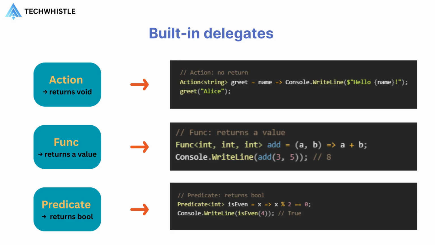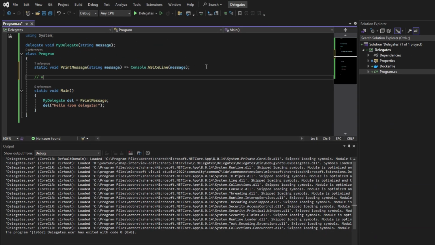Okay, now that we understand custom delegates, let's look at something you'll use a lot more in real projects, the built-in delegates. .NET already gives us ready-made delegate types, so you don't have to declare your own every time. The three most common ones are Action, Func, and Predicate.